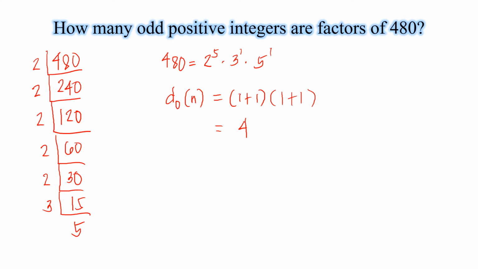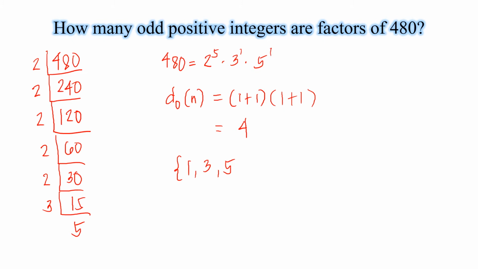Since 480 is quite a small number, we can get the answer to this problem by the listing method. We know that 1 is a factor of 480. Also, 3 is a factor of 480. 480 ends with 0, then 5 is also a factor of 480.